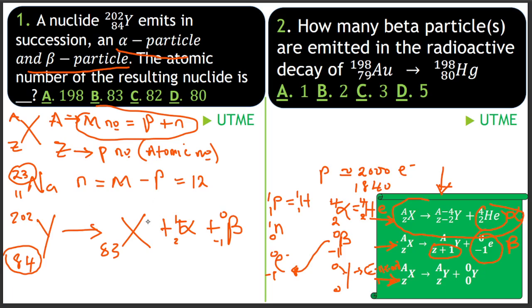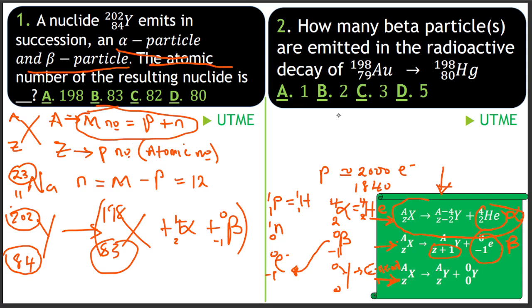Is that okay? Okay, what about the mass? 202 minus 4 minus 0 will give us 198. If you want to test to be sure that you're correct, you say 198 plus 4 will give you 202 plus 0, 202. Remember that the left-hand side must be equal to the right-hand side. Very important. Okay, so it's clear that the answer, they are saying the atomic number of the resulting nuclide is what? So it is 83. That's option B.